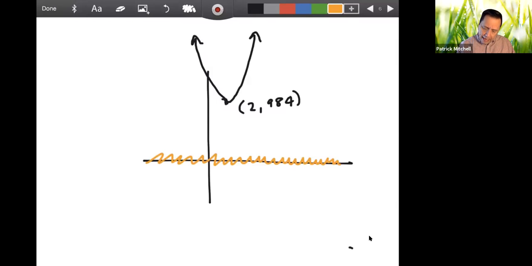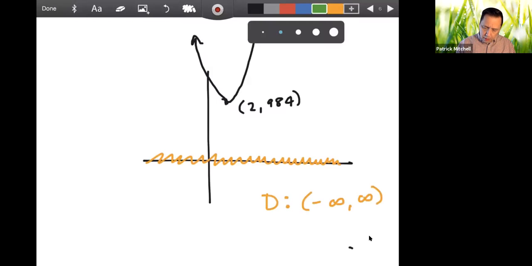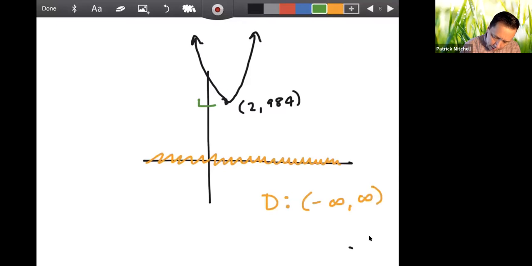So that means the domain is all real numbers. If you squash the graph onto the y-axis, you are not going to hit all real numbers. You're going to hit starting here at 984 and going up. So the range is all real numbers greater than or equal to 984. Whoops, 984.